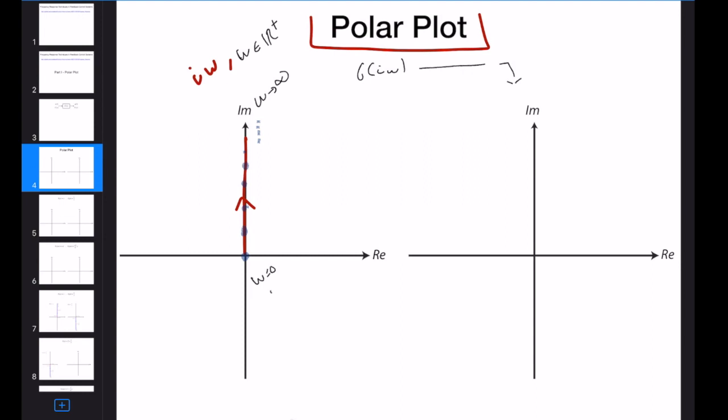Let's start with omega 0. We compute G of j0, and we look at where it is located on the polar plot. Let's assume that it's here. We look at the next frequency. Let's assume that this is G of j1. We look at its mapping here. We do the same thing for all of the frequencies.